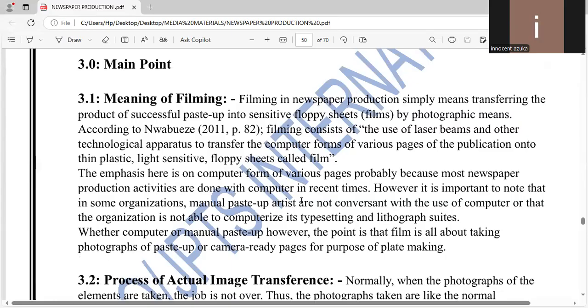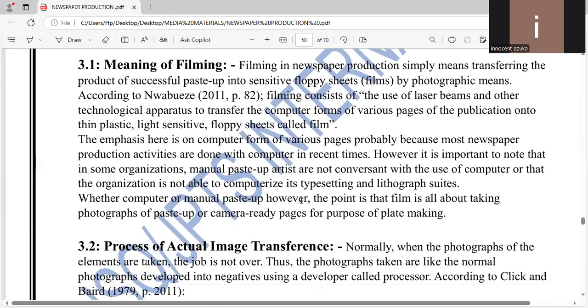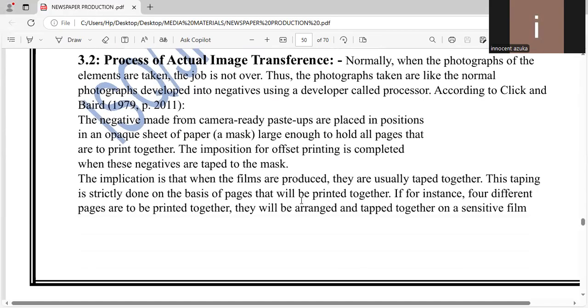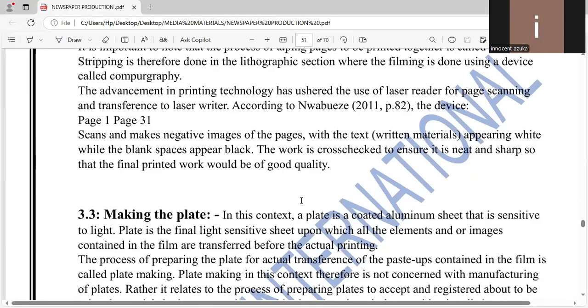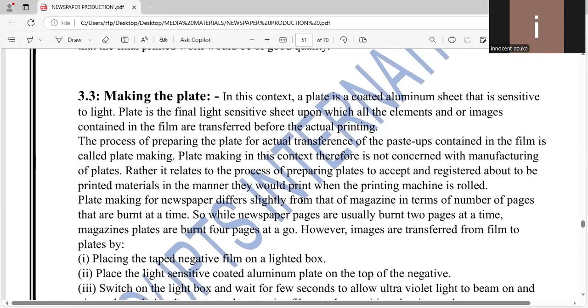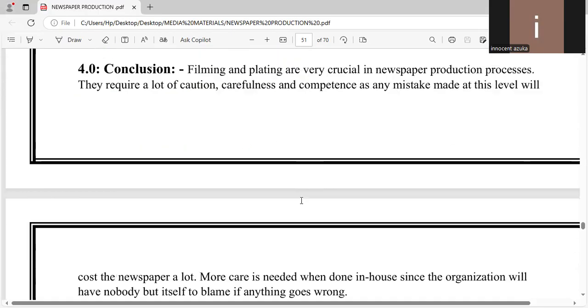So the emphasis here is on the computer. So making the plate is prepared, a sheet that is connected with light.